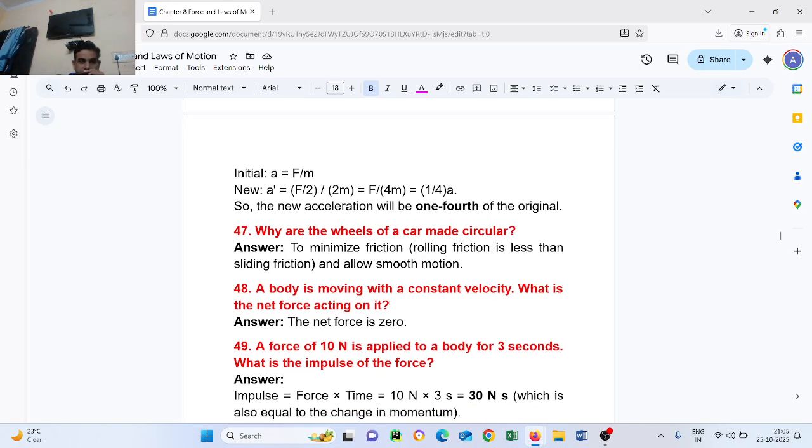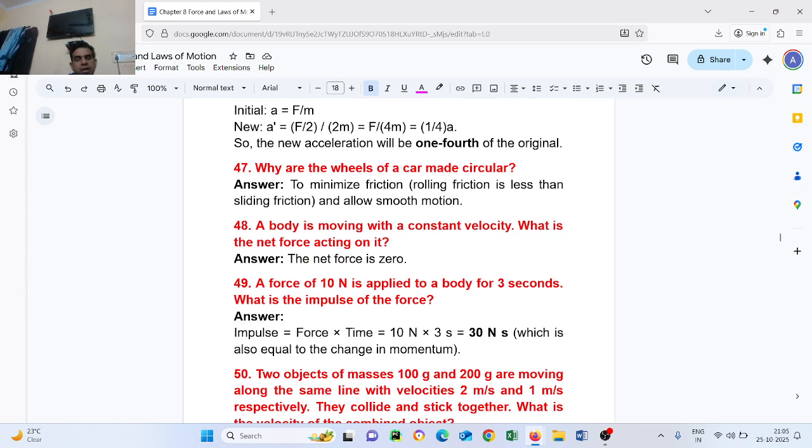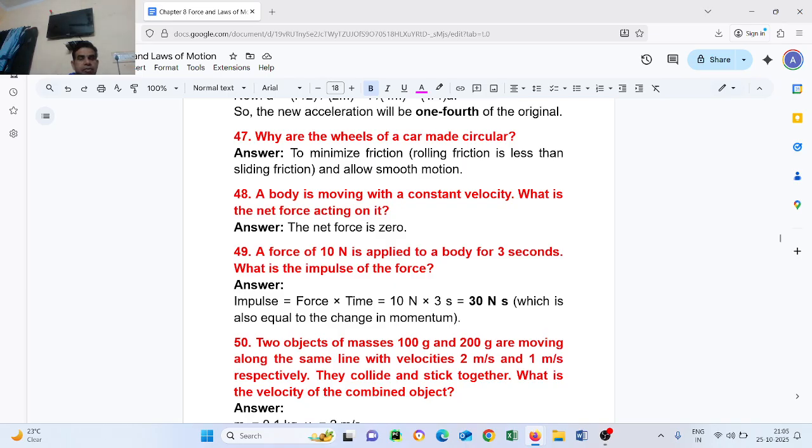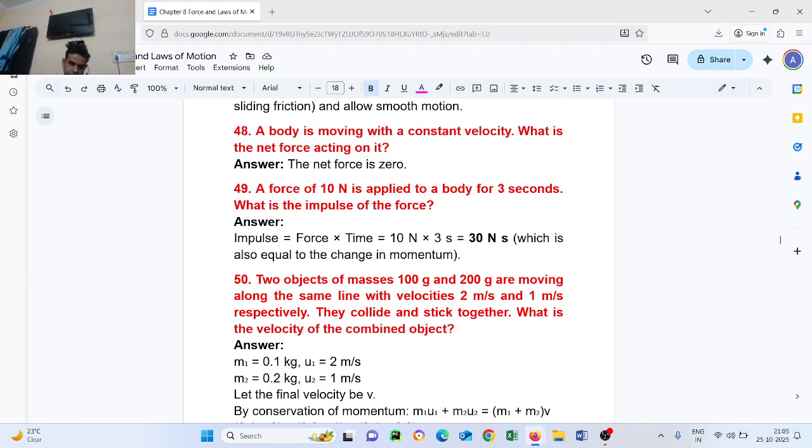Question number 48. A body is moving with a constant velocity. What is the net force acting on it? The net force is zero. Question number 49. A force of 10 Newton is applied to a body for 3 seconds. What is the impulse of the force? Impulse equals force multiplied by time, 10 Newton multiplied by 3 seconds equals 30 Newton seconds, which is also equal to the change in momentum.